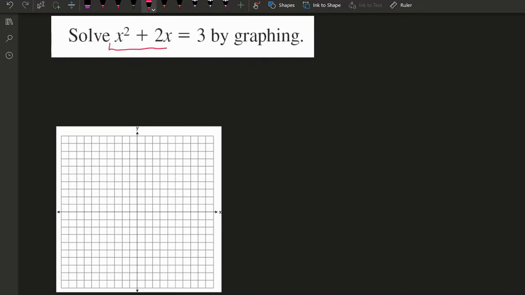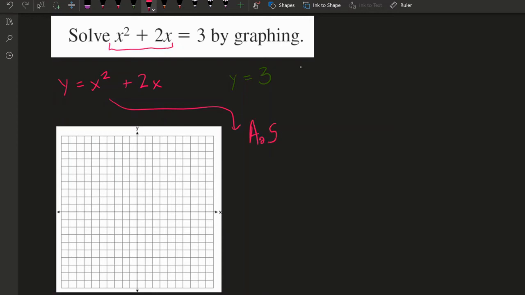So for the left side of the equation, I'm just going to say y equals x squared plus 2x. And then for the right side of the equation, I'm going to say y equals 3. So let me move this over here so I can start graphing.